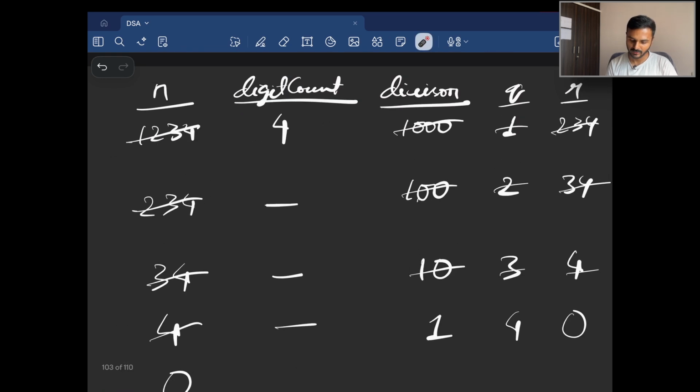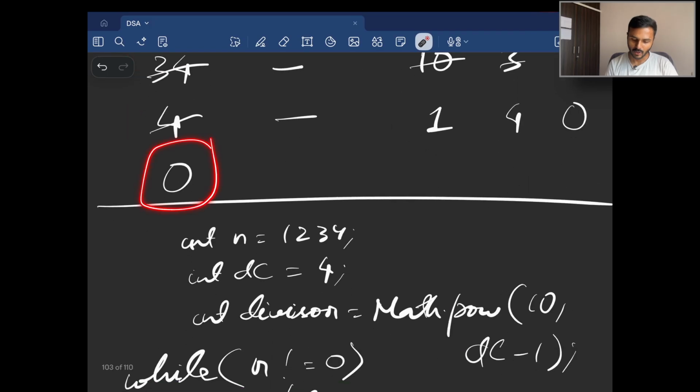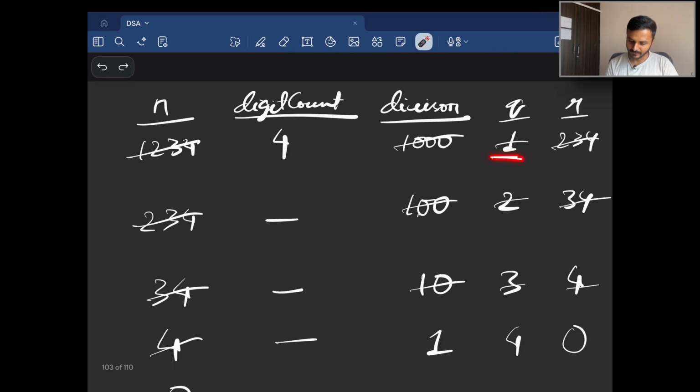Because what we want to do is we want to keep on calculating the quotient and the remainder and then putting the value of remainder back in n for a certain number of times. And that would be determined by the condition that n is not equal to 0, right? So we can say this: while n not equal to 0, calculate the quotient, calculate the remainder. So with this, we will get 1 and 234. Now, the next step is to take this value and put it in n, right?